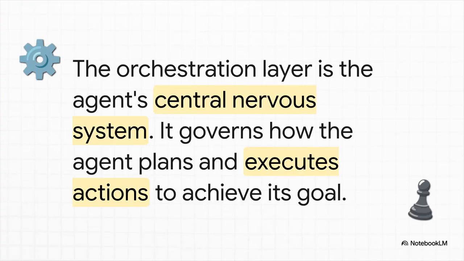This orchestration layer is essentially the agent's central nervous system. It's the internal logic, the little voice in its head that's constantly figuring out what to do next to achieve its goal. This is the magic that makes the system truly agentic, that ability to think and act for itself.